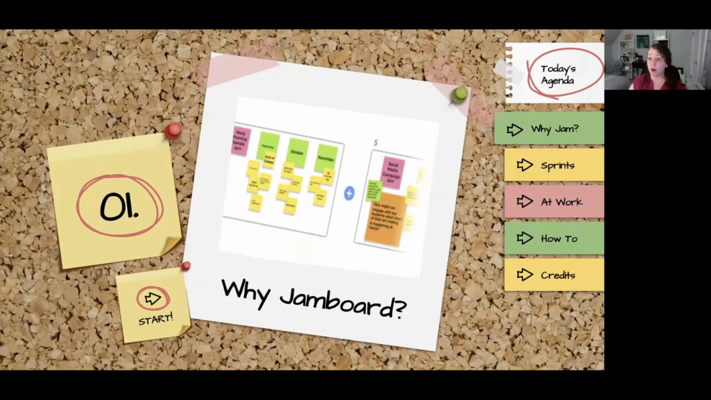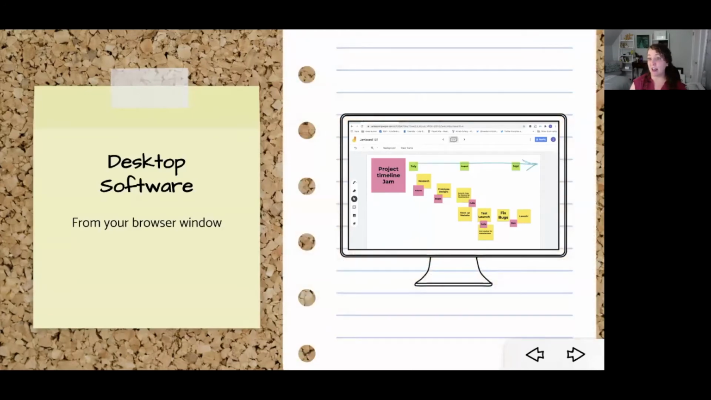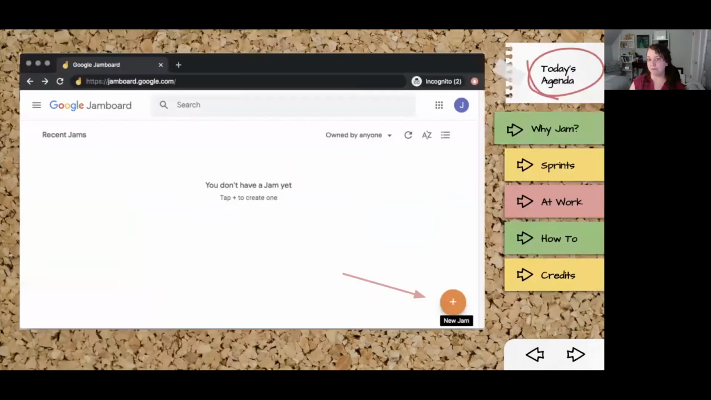Like all Google products, there's also the option to share links with anyone who can collaborate and edit, and it's really user-friendly. Or if the information is sensitive, you can also limit access to specific users by email. So you can access the software itself on any laptop or desktop. But they also have a very robust app available on iOS and Android that allows people to contribute in real time.